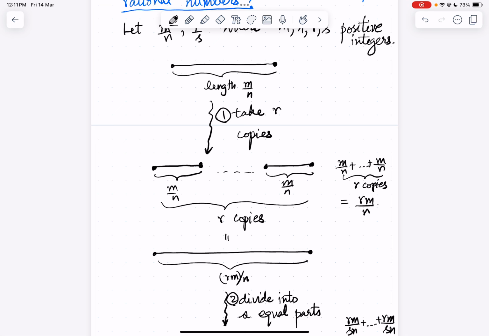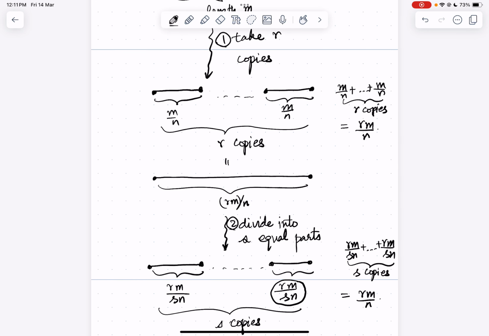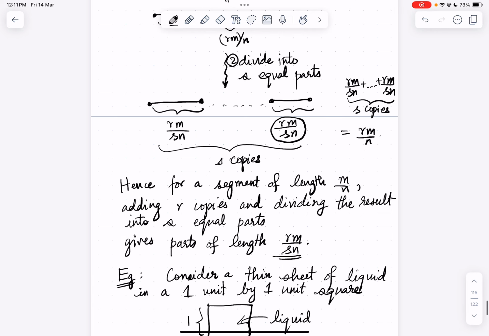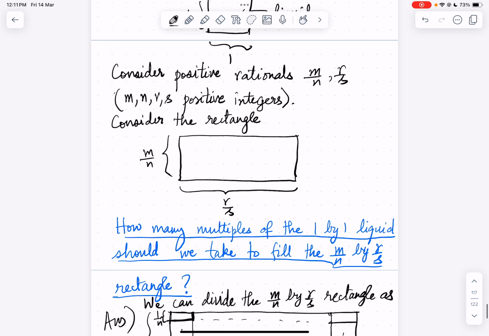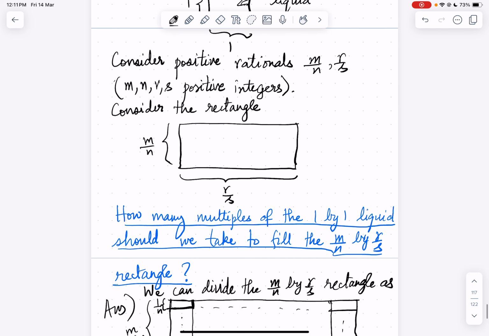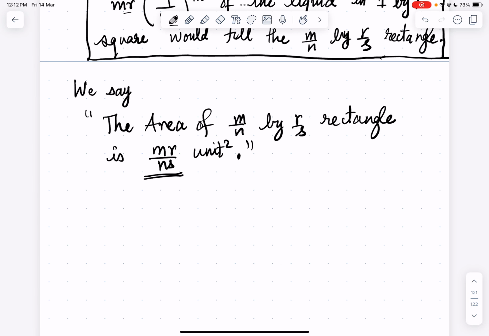To interpret m by n times r by s, consider the length m by n, take r copies of the length and divide the result into s equal parts. Then you get parts of length mr by ns. So this is one way to interpret the product. And another way is, if you take an m by n by r by s rectangle, how much of the liquid in the 1 by 1 square should you take to fill it? It turns out you should take an mr by ns multiple of the liquid in the 1 by 1 square. So this is another way to interpret the product of two rational numbers.